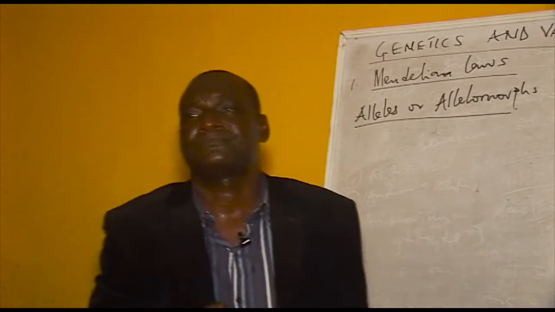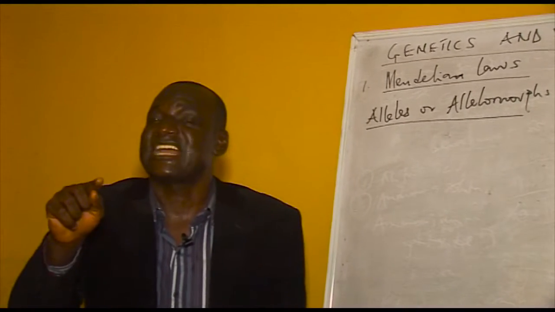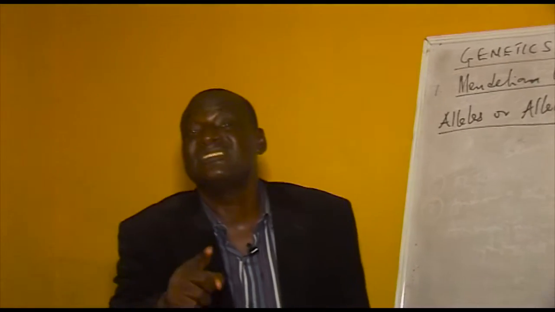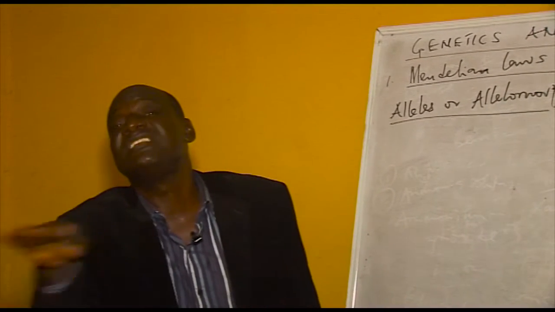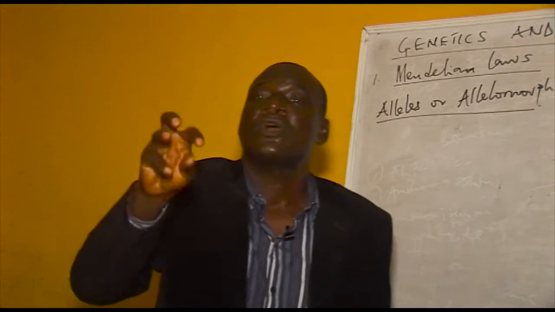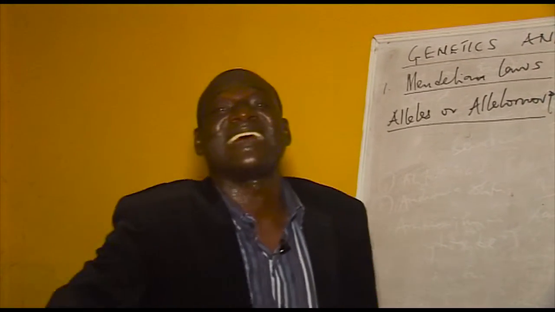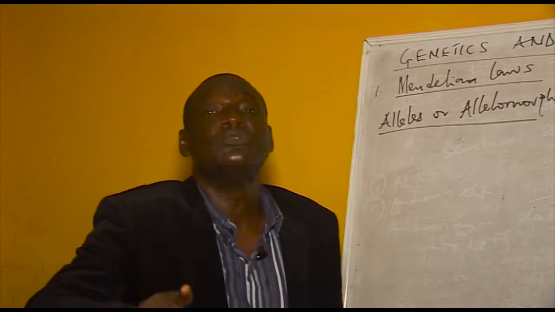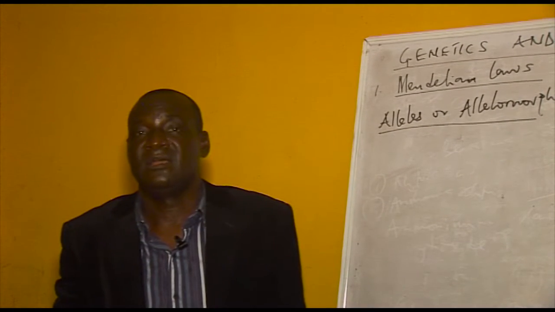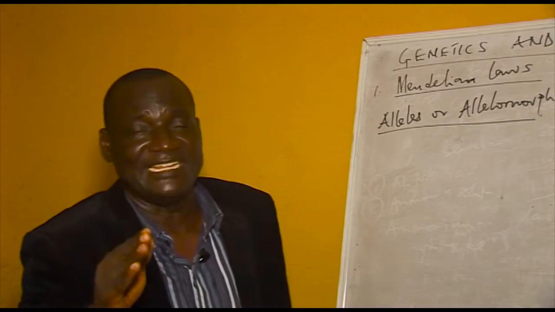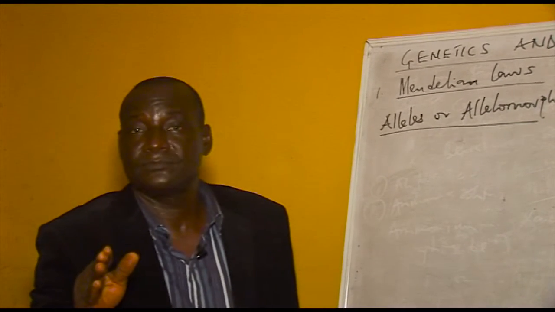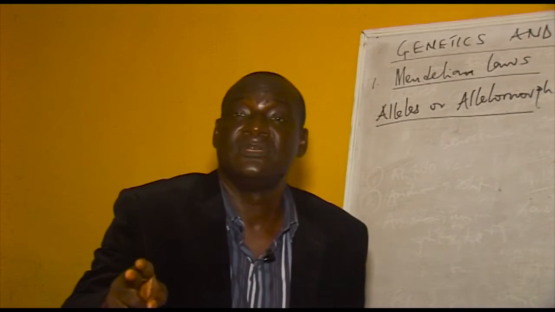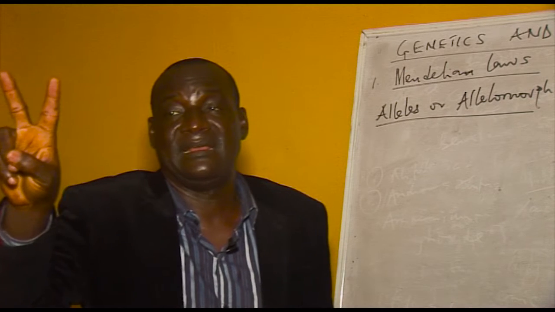Please take note of this. These genes are located on the chromosomes, and genes are the hereditary materials contained in the chromosomes. The characters that are transmitted from parents to the offspring are transmitted through the genes. Before we can see the expression of the character carried by a gene, it must be in pair.